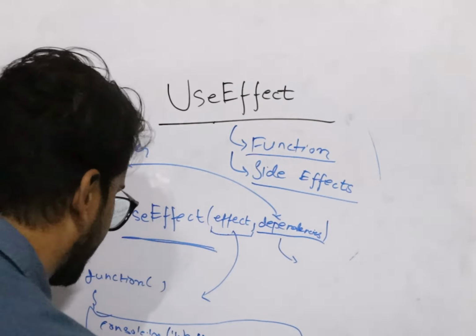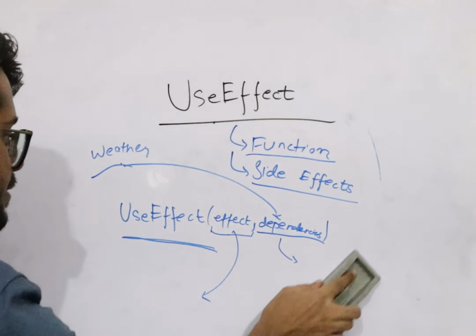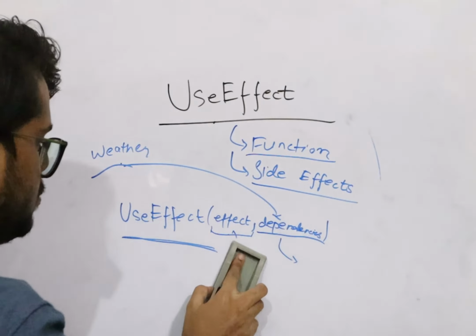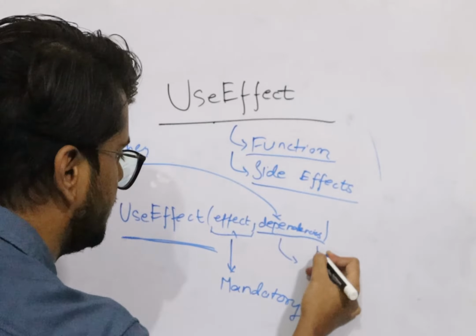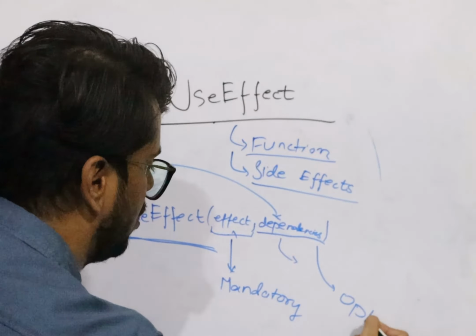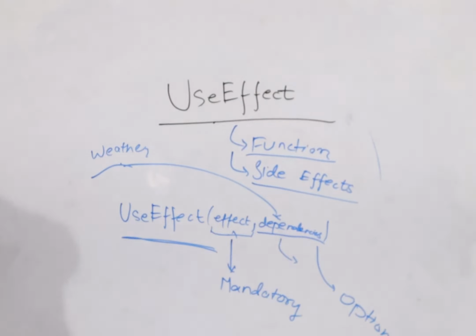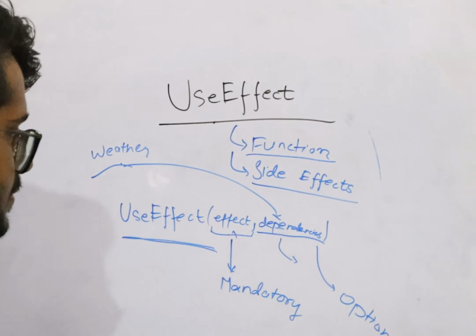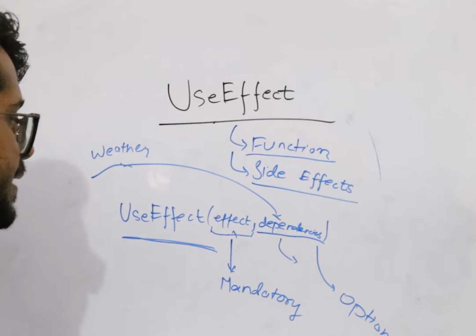I know this is bad handwriting, but fine, I think you can get it. So this is what a useEffect hook is. This one is mandatory, but this one is optional. We can skip this. So what is the difference between this scenario and when we skip it?